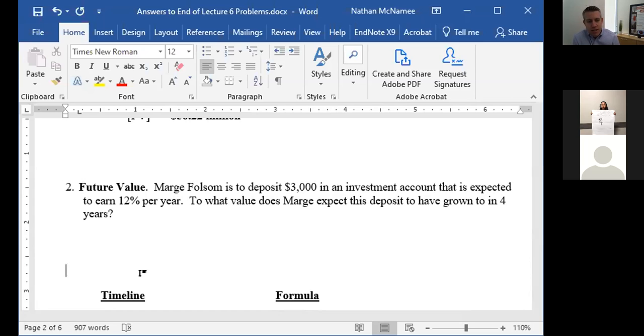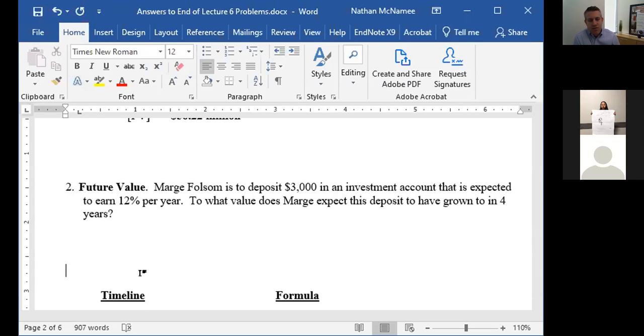So in this one, the question is, Marge Folsom is to deposit $3,000 in an investment account that is expected to earn 12% per year. To what value does Marge expect this deposit to have grown to in 4 years? So what are we trying to figure out? Future value. Exactly. So we're trying to see what is it going to grow to 4 years from now? What is the future value 4 years from now?